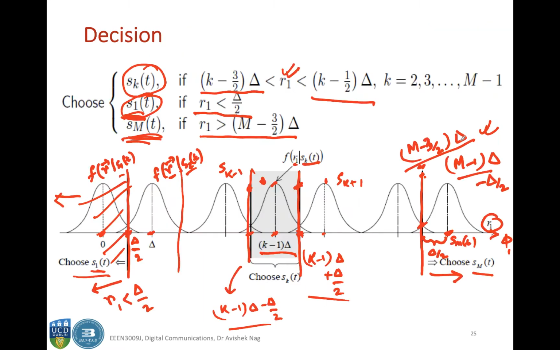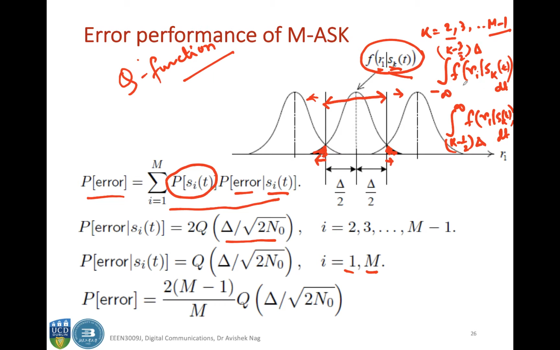So because the limits are between k minus half and k minus 3 by 2. Essentially you are doing this integration, and if you replace the PDFs, which are normal distributions, with the mean S_K, S_1K, then you will find that each of these areas is equal to the Q function of delta over square root of twice N0. Both are the same, which is equal to this.